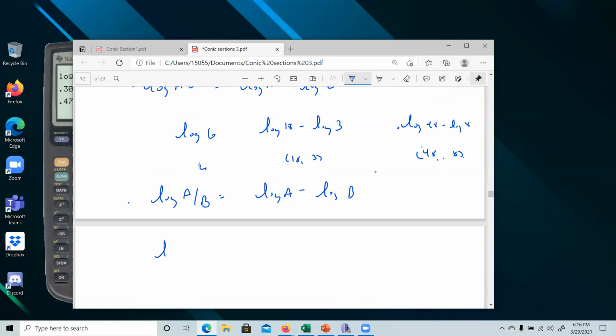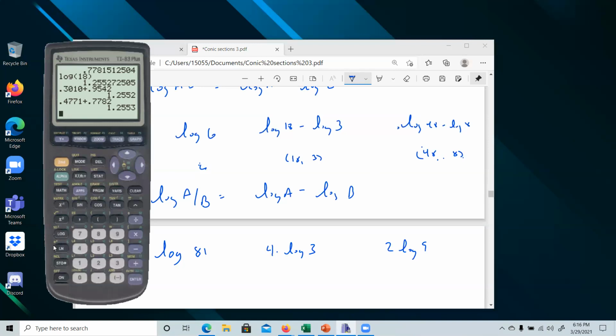Okay. Last one. How about we do the log of 81, and we do 4 times the log of 3 and 2 times the log of 9. If we go ahead, I'm just going to do them all in the calculator. I'll say log of 81. Oops, 81.